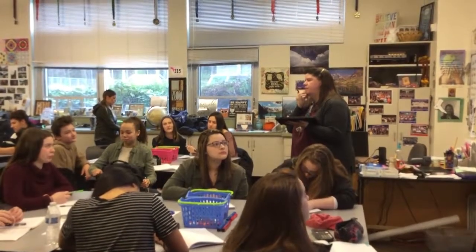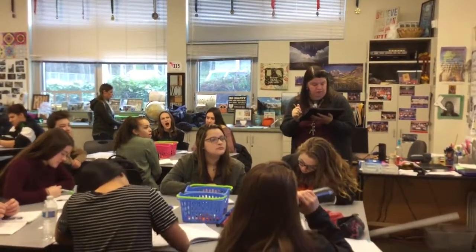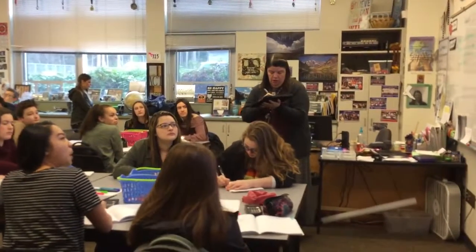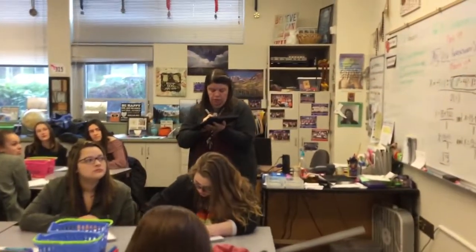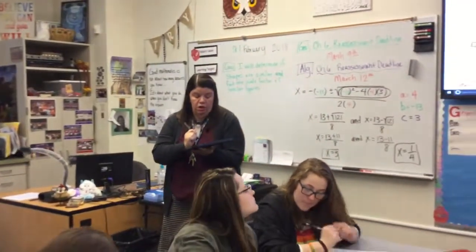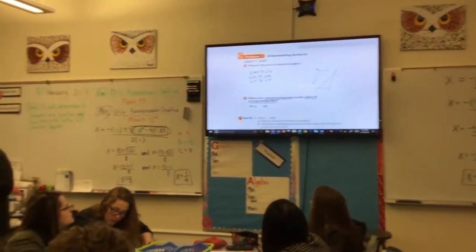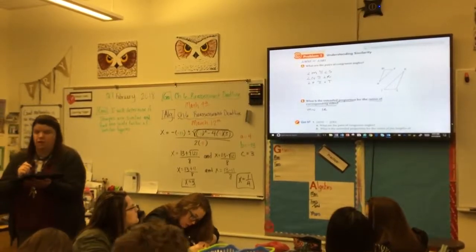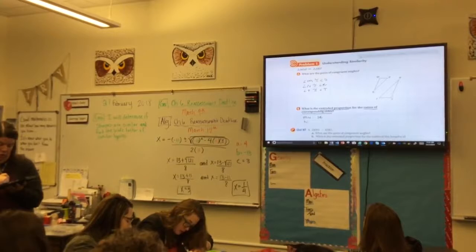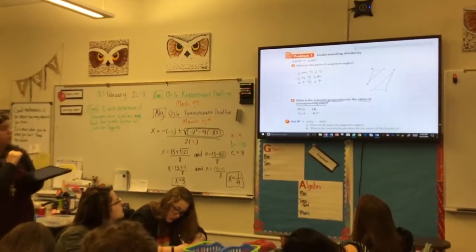So let's go over this. Okay, here we go. All right, Justice, can you give me the corresponding side to MN? Okay, and what side corresponds to, let's get this color so we can get it all on the screen. What side corresponds to NP? Jack? TR. Good.